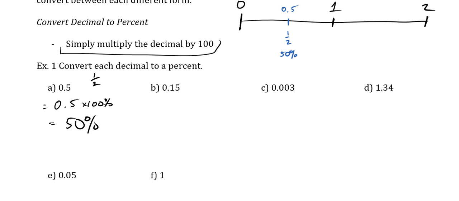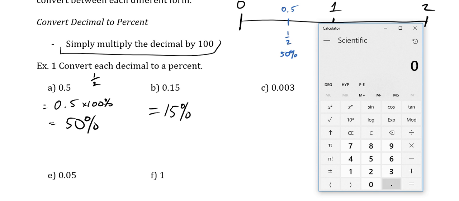Okay, who's got an answer for the next one? B. Walker, what'd you have? For B. 15%. So 0.15 times 100 gives you 15, so 15%.